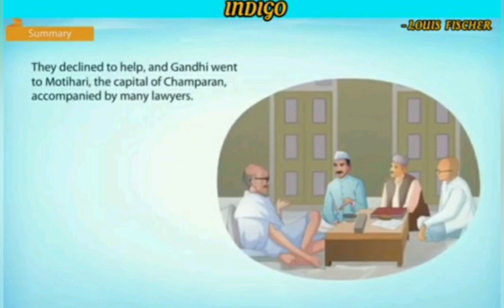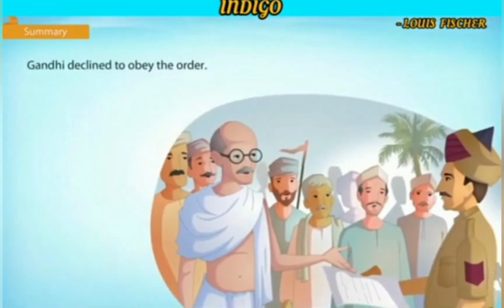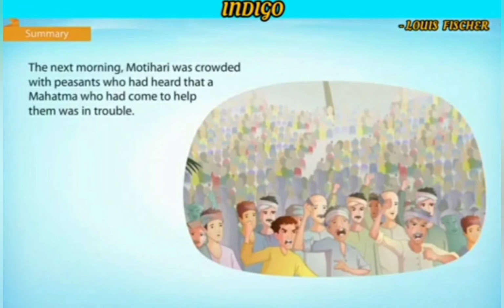They declined to help, and Gandhi went to Motihari, the capital of Champaran, accompanied by many lawyers. He continued his investigations but was soon served a notice to leave the district immediately. Gandhi declined to obey the order. The next morning, Motihari was crowded with peasants who had heard that a Mahatma who had come to help them was in trouble.